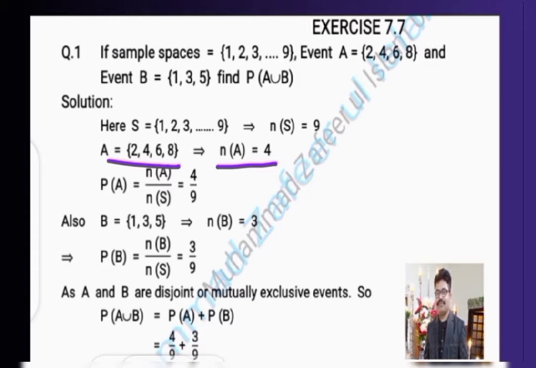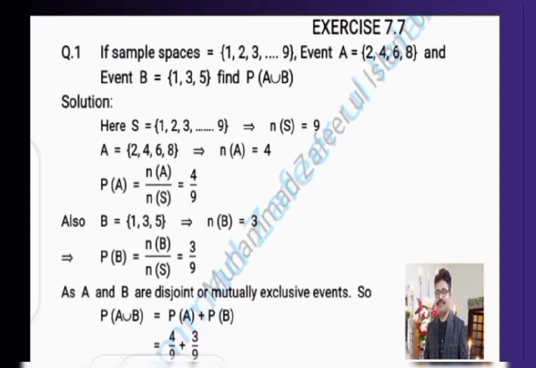Whenever we have to find the probability of any event, we will divide the number of values in that event by the number of values in the sample space. As we are going to find the probability of event A, we will divide the number of values in event A by the number of sample space values. As there are 4 values in event A and 9 values in the sample space, the probability of A is equal to 4 by 9.